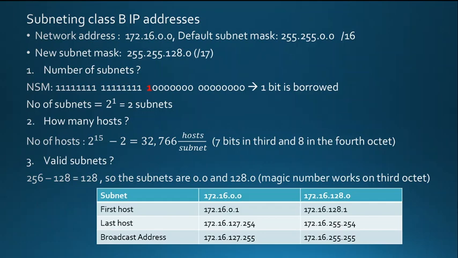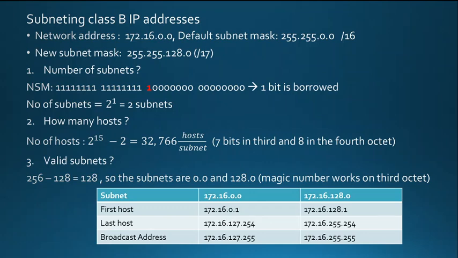But how many hosts? As you can see, if you check the zeros, which are the host part, there are 15, because one bit is borrowed from the two octets. Now we have the number of hosts, 2 to the power 15 minus 2, because they are reserved for the broadcast address and network address. And the result is 32,766 hosts per subnet, 7 bits in the third and 8 bits in the fourth octet.